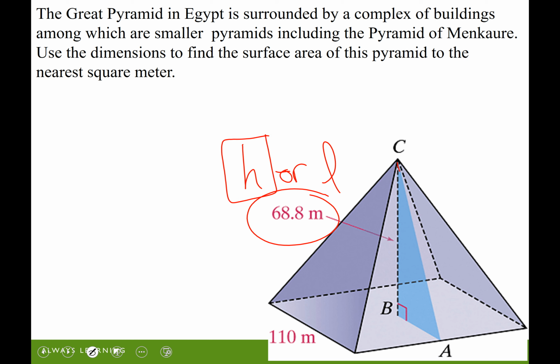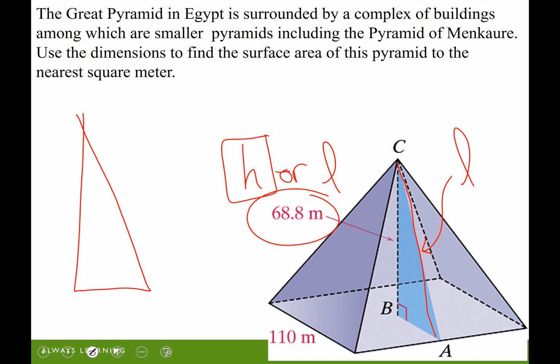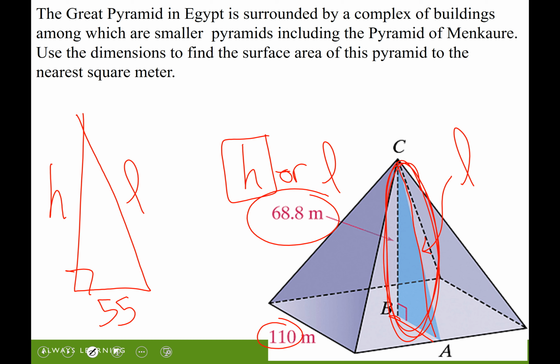The slant height would be this distance right here, which looks like it is the hypotenuse of this right triangle. So see that right triangle there created by the height, the slant height, and half of the side. The side length is 110, so half that side would be 55. So just zooming in on this blue triangle right there, it looks like this. And we're going to need to do some work with that triangle. So let's go ahead and get started.